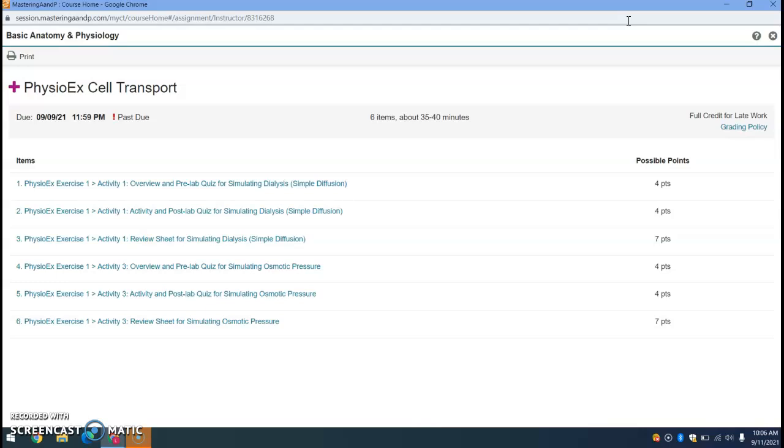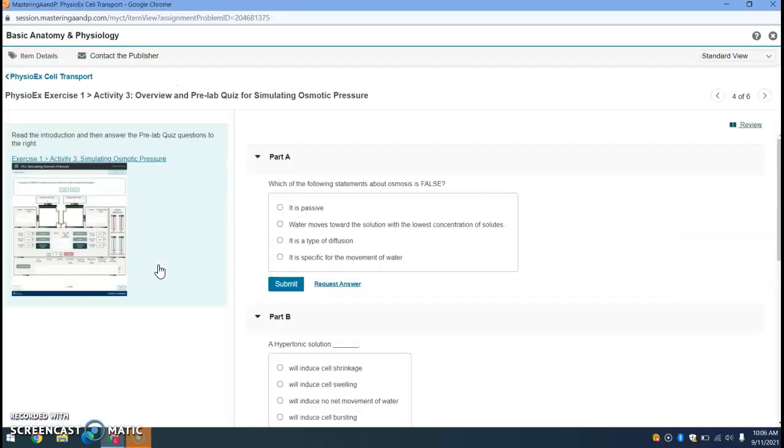Let's see, we had simple dialysis, we had osmosis. I think what we'll do is start with the pre-lab quiz. Now, it says read the introduction and then answer the pre-lab questions to the right.